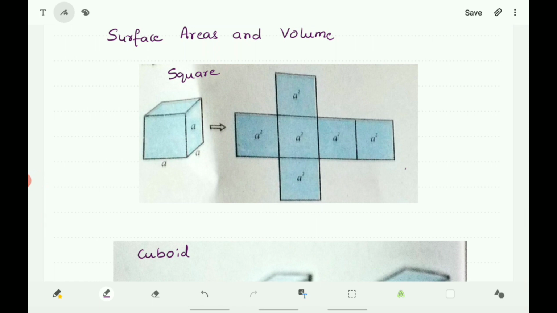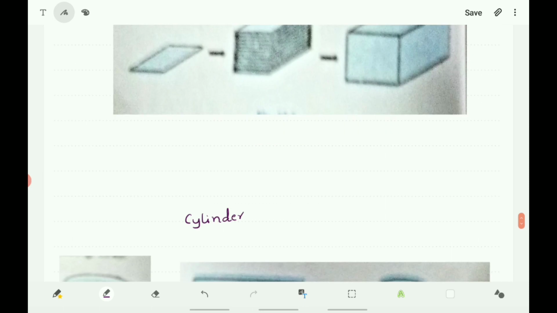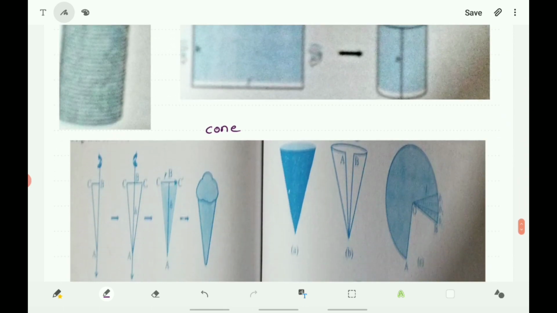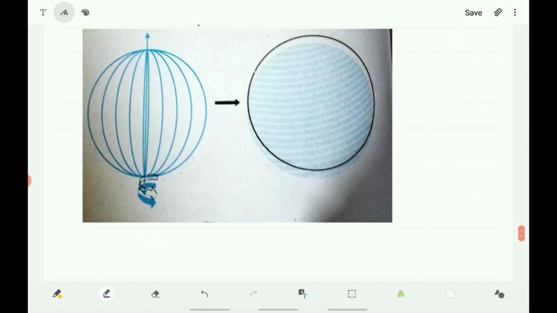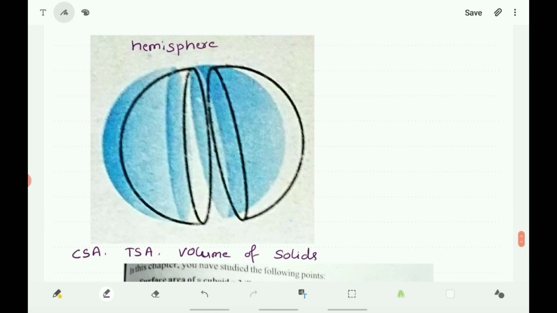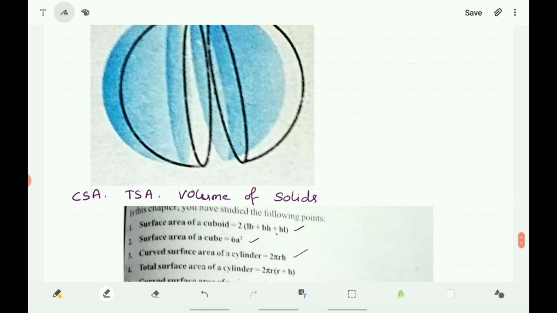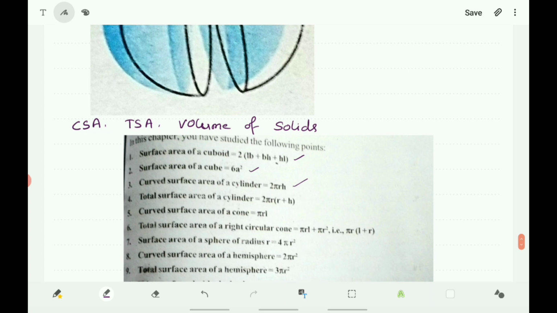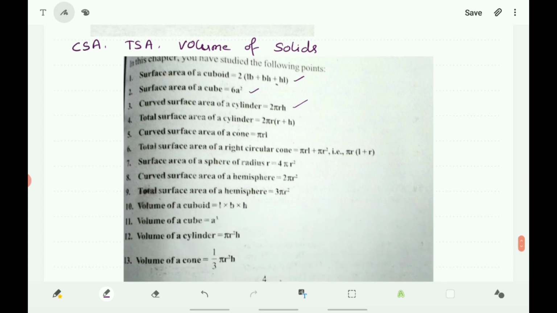In 9th standard, you have learned to find the surface areas and volume of solids like cube, cuboid, cylinder, cone, sphere, hemisphere, etc. Let us memorize the formulas for the lateral surface area, curved surface area, total surface area and volume of some solids. So here the surface area of cuboid is equal to 2 into (LB plus BH plus HL).